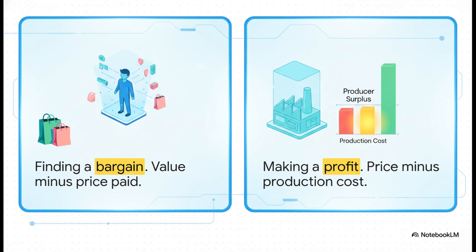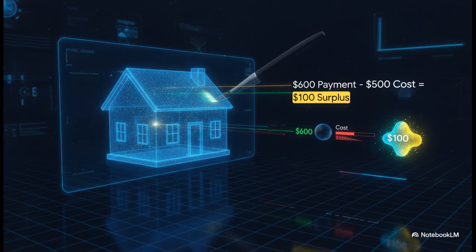Now let's flip that around to the seller's side, known as producer surplus. If consumer surplus is all about finding a bargain, producer surplus is about making a profit. It's calculated as the amount a seller is paid for a good minus their actual cost of producing it. And this brilliantly illustrates producer surplus. Think about Andy, a painter. He bids to paint a house and gets paid $600 for the job. But his actual cost, his time, the paint, his physical effort, is only $500. By doing this job, Andy generates $100 in producer surplus. That $100 is the pure economic benefit he takes home.